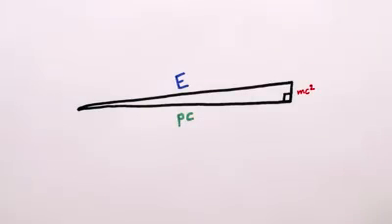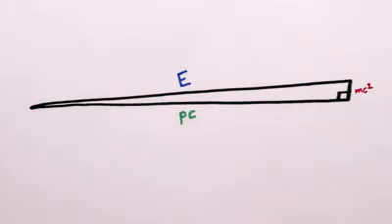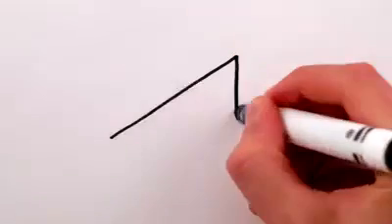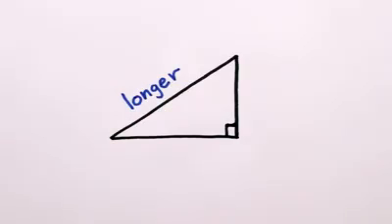No matter how hard you try to increase your momentum, it never quite gets to the point where pc equals your energy, and thus your velocity can never quite reach the speed of light, all because the hypotenuse of a right triangle is longer than its legs.